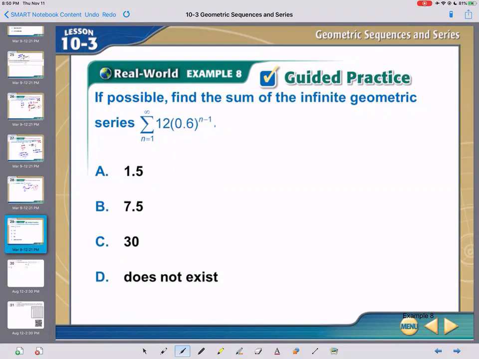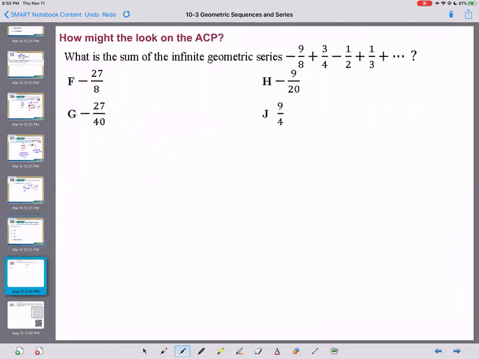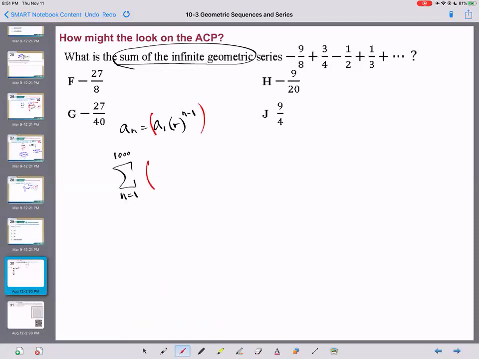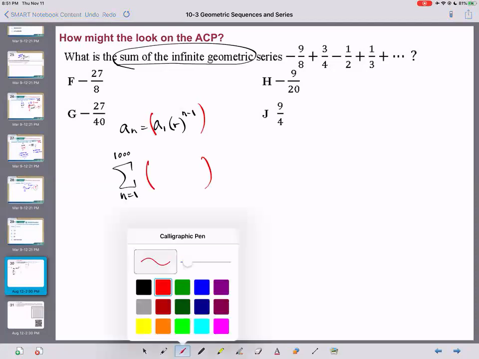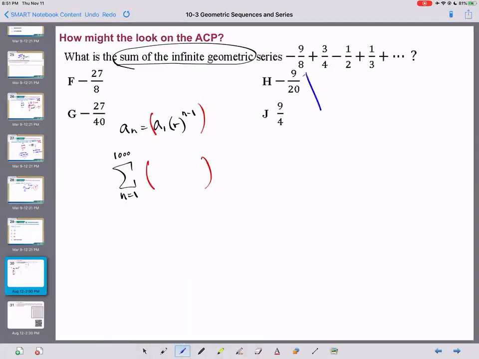All right, let's check out our ACP questions. The first one says this: what is the sum of the infinite geometric series? So again, if you're finding a sum of the infinite, you'll substitute 1,000 up here for n. And remember, you start with the formula a_n equals a1 times r to the power of n minus 1, off the formula chart, and you just remove the a_n equals. So what I'm going to put in the sigma is this portion right there. So on our problem, let's just see. A1 is negative 9 over 8.